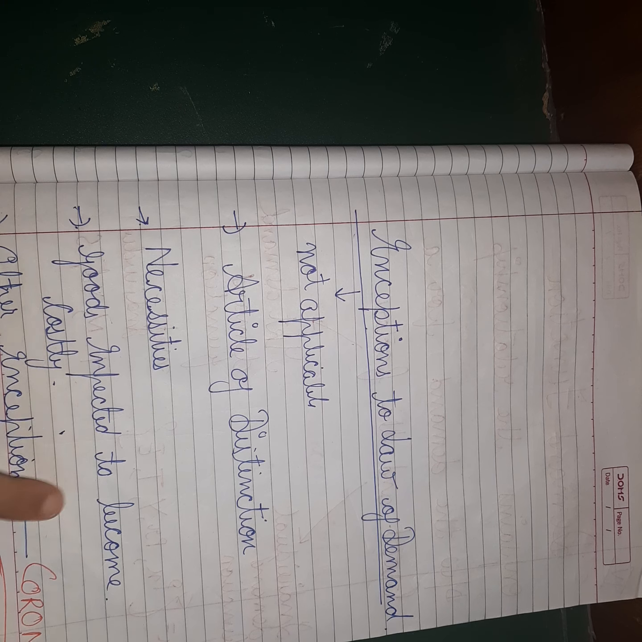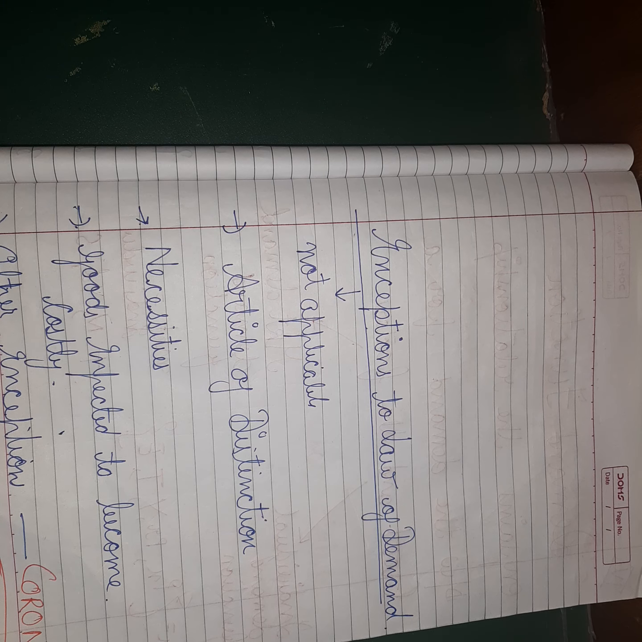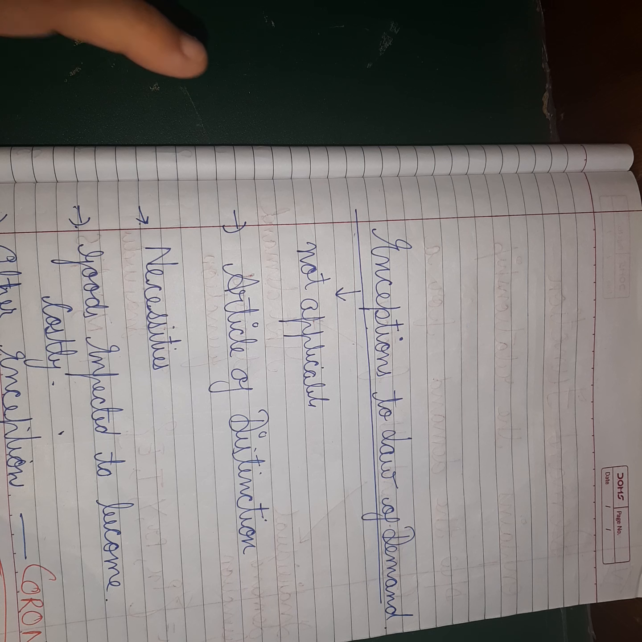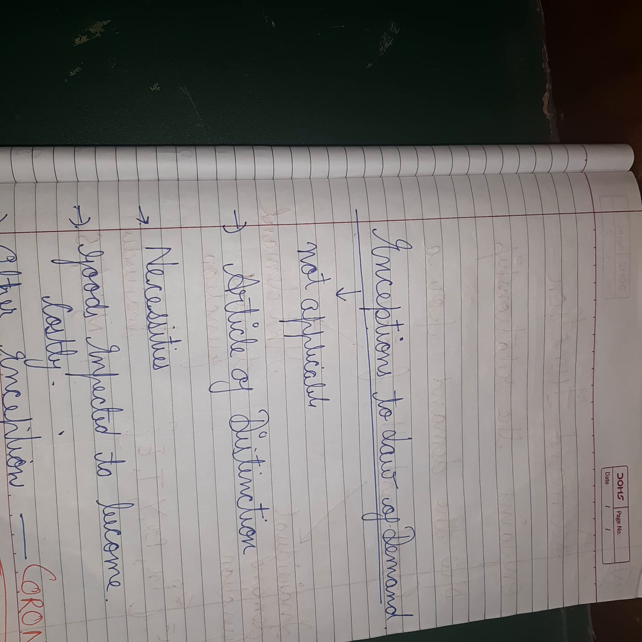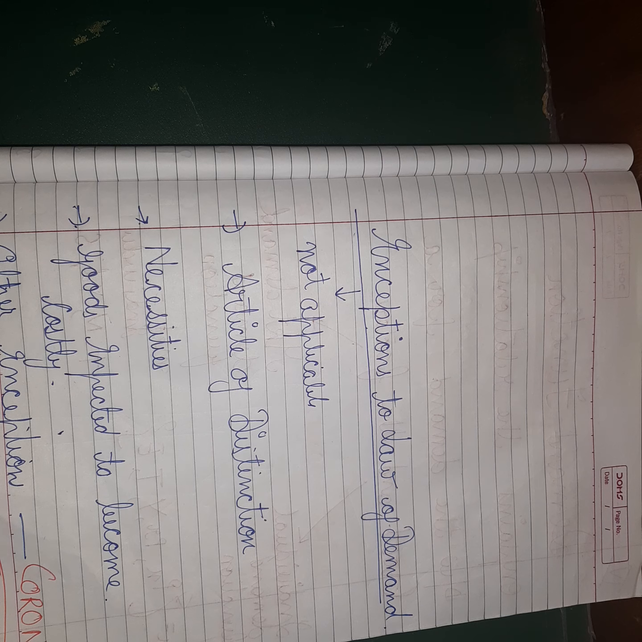If a good is expected to become costly in the near future, whatever the price is right now, suppose we expect the price of petrol is going to increase tomorrow. At the present price only, people are going to buy more. So there the law of demand is not applicable. Then other exceptions, like nowadays coronavirus is there. So whatever the price of the goods is, people are purchasing. They are ready to pay more than the printed price also. So again the law of demand is not applicable.